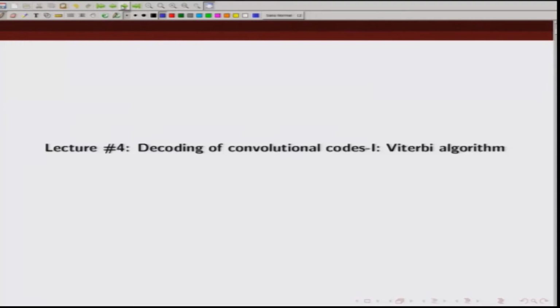Welcome to the course on error control coding and introduction to convolutional codes. Today we are going to discuss how to decode a convolutional code, and in this regard we are going to talk about a maximum likelihood decoding algorithm known as the Viterbi algorithm for decoding of convolutional codes.